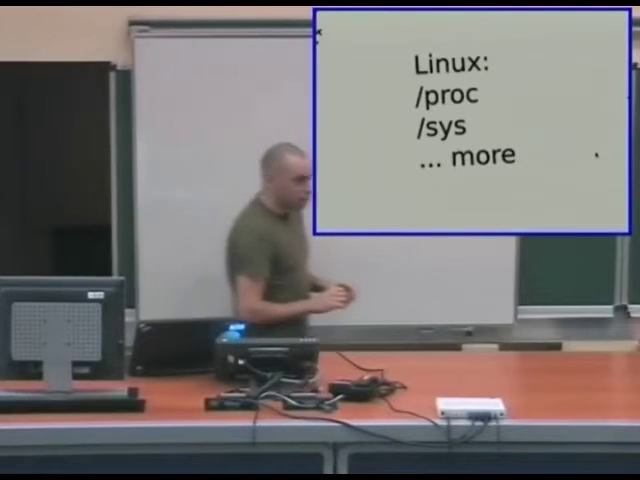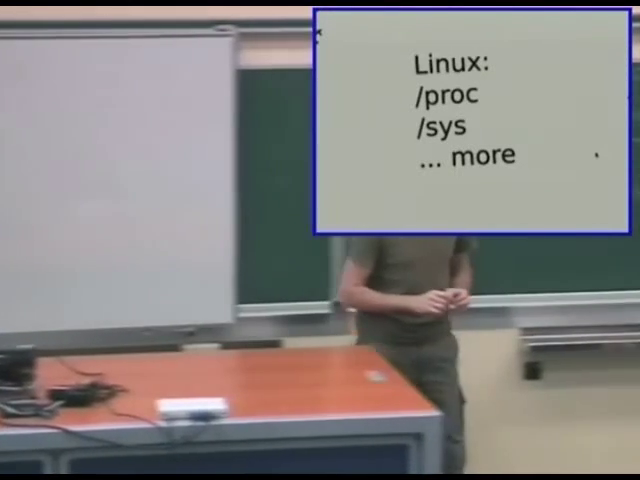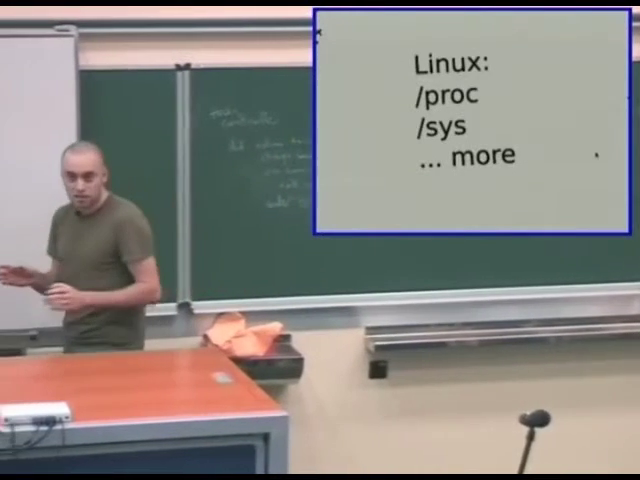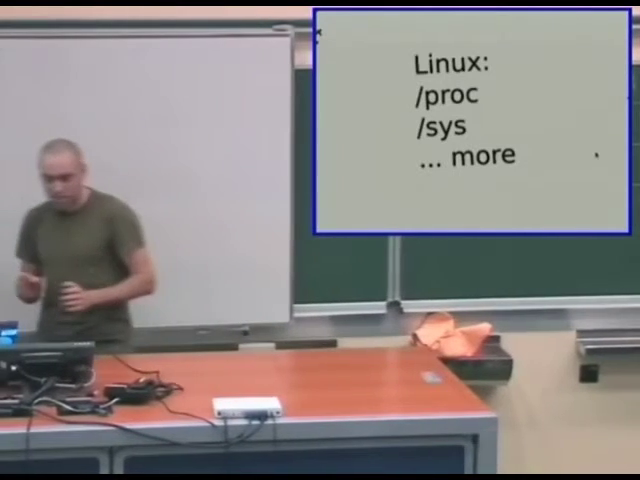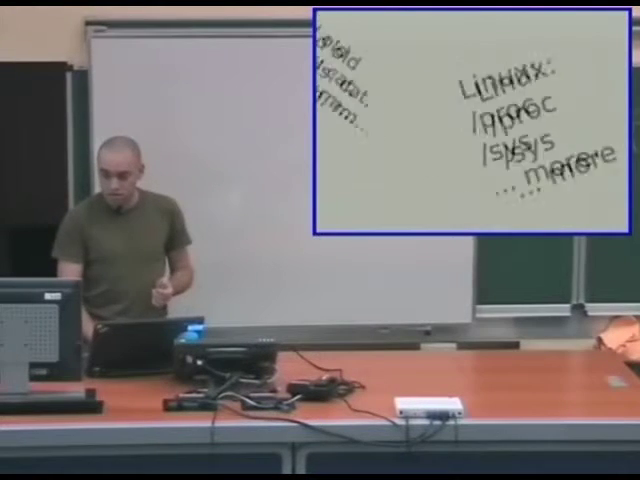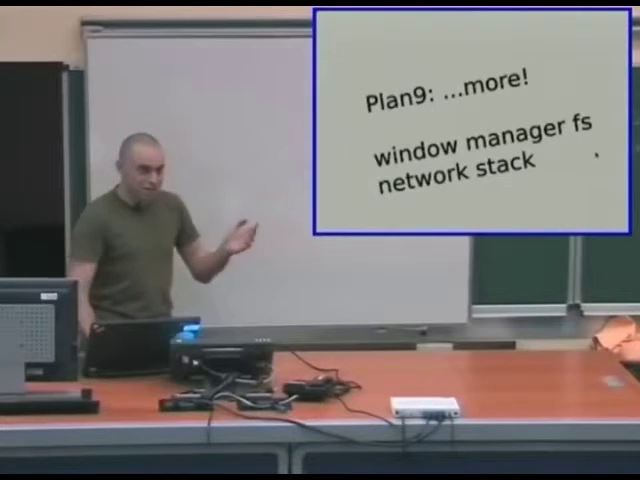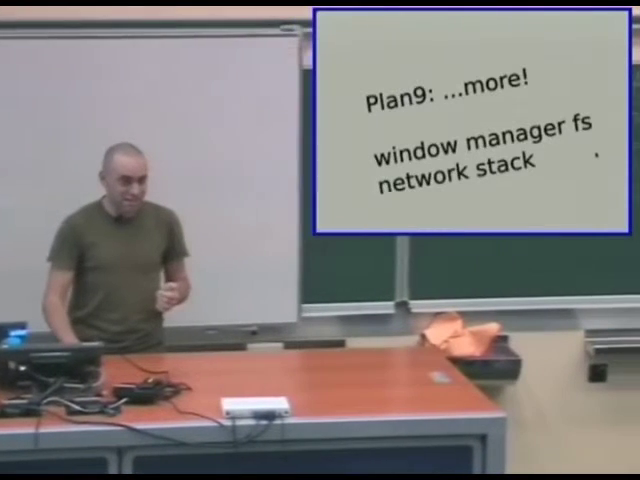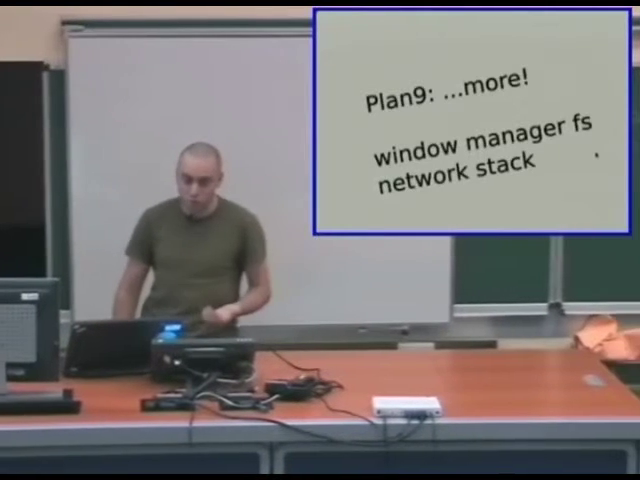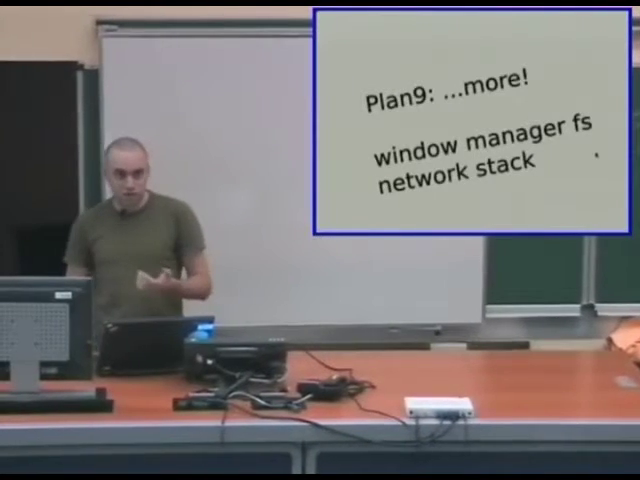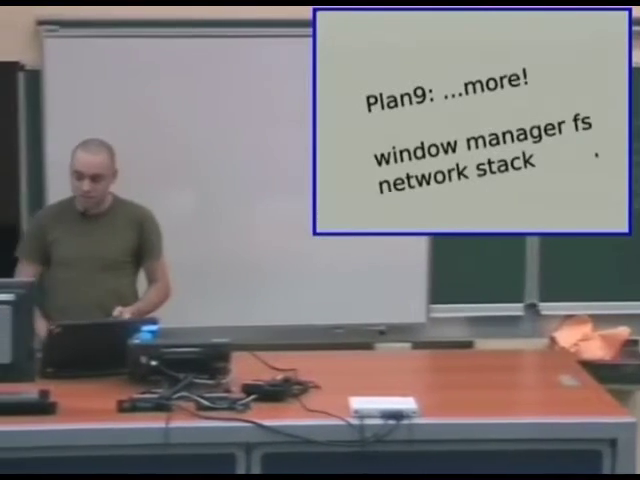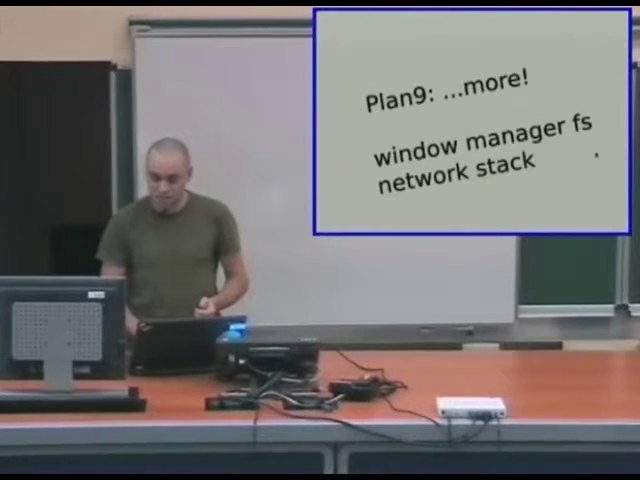We have examples in operating systems. For example, in Linux, we have the proc file system and the sys file system, where files represent some internal objects of the Linux core. In the Plan 9 operating system, we can mount the window manager, we can mount the network stack, we can even mount a remote network stack, which is called tunneling in Linux. Okay?